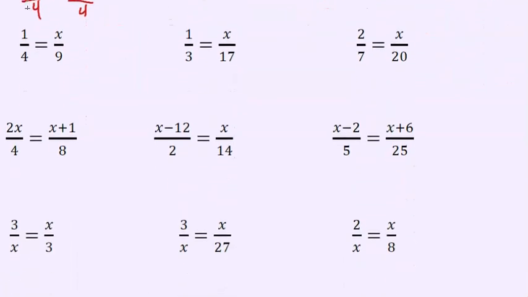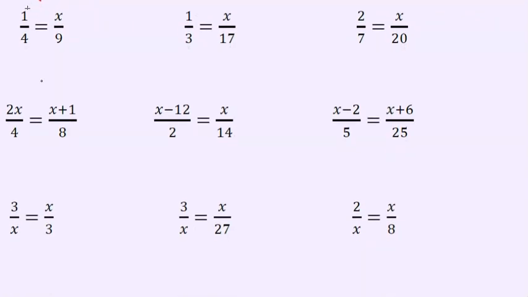Let's look at one with the variable in it. Well, with more than one variable in it. Okay, so let's cross multiply 4 and x plus 1, and then 8 and 2x. So then we have 16x equals 4x plus 4. We multiply the 4 by each of the terms right here.